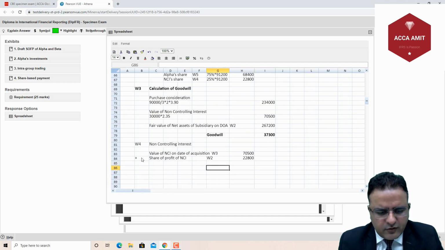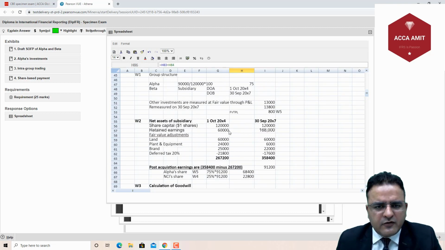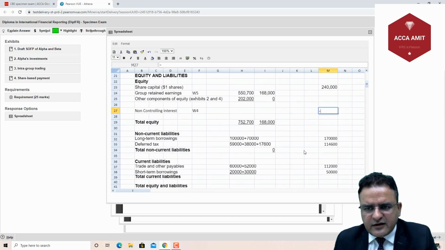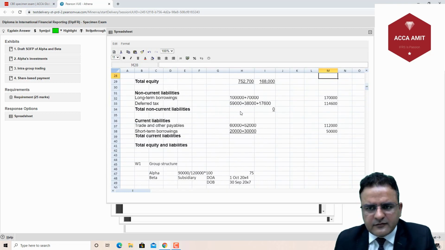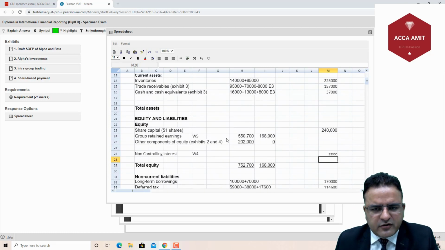So total amount to be included in NCI's valuation is equivalent to 70,500 plus 22,800. 93,300 is the value of NCI. So valuation of NCI included is 93,300. Then we'll need group retained earnings, working note number 5.